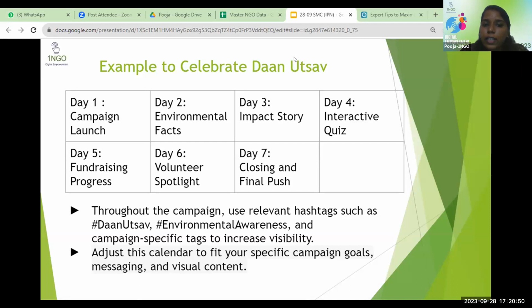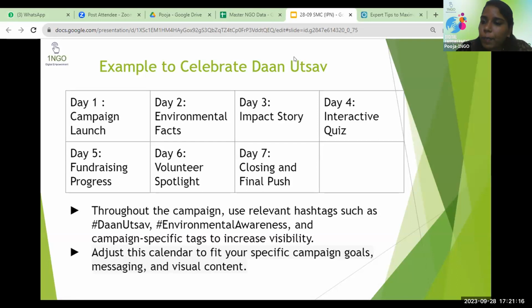This is about the first day. You will be launching the campaign, posting a picture and using a description that captivates the audience. And on the second day, what you can do is environmental facts. I am just giving an example of an NGO in the environmental sector. You can modify this according to the NGO cause that you are working for.